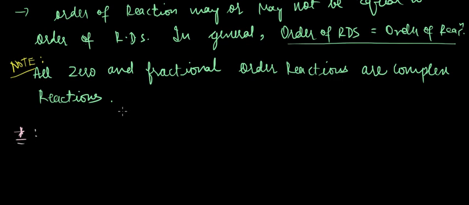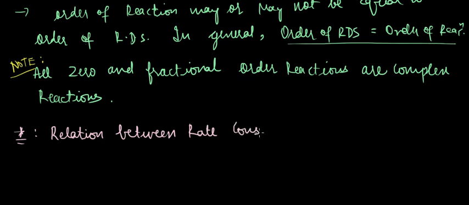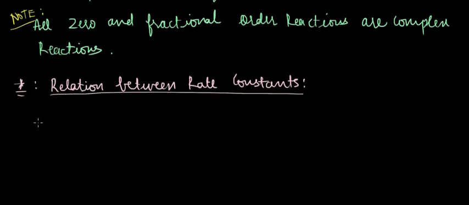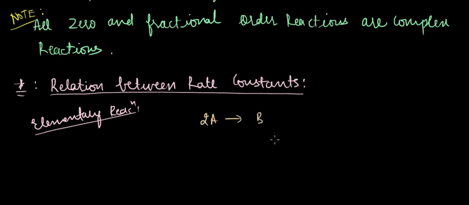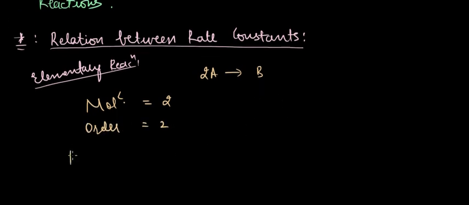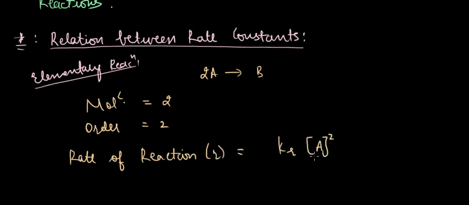Next, let us see the relation between rate constants. So for an elementary reaction, we have, let's suppose, 2A gives B. So the molecularity of this reaction would be equal to 2, and the order of this reaction would also be equal to 2. And rate of reaction, or small r, would be equal to Kr times A square, or concentration of A square.